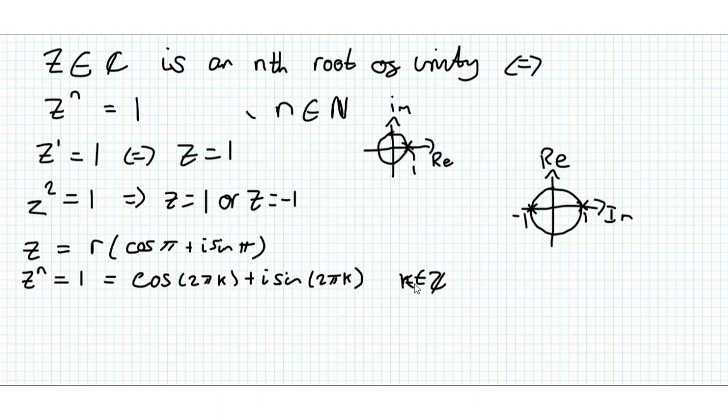So we know we can write z to the n, if z is a root of unity, in this form, okay, because this is equal to 1. Using de Moivre's Theorem, z is then equal to cos of 2 pi k over n plus i sine of 2 pi k over n, okay? If you're not familiar with de Moivre's Theorem, be sure to check that out in the video in the card.